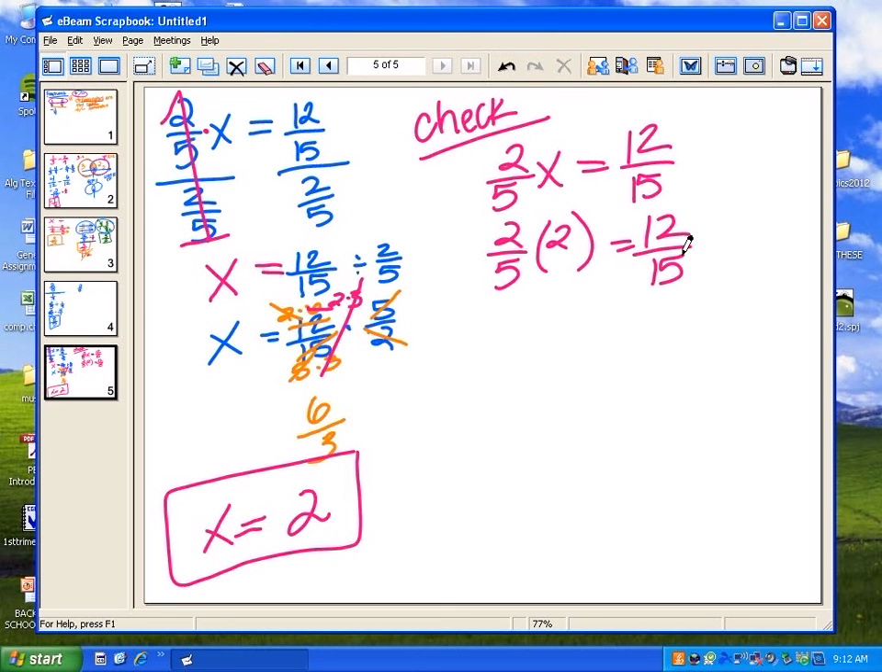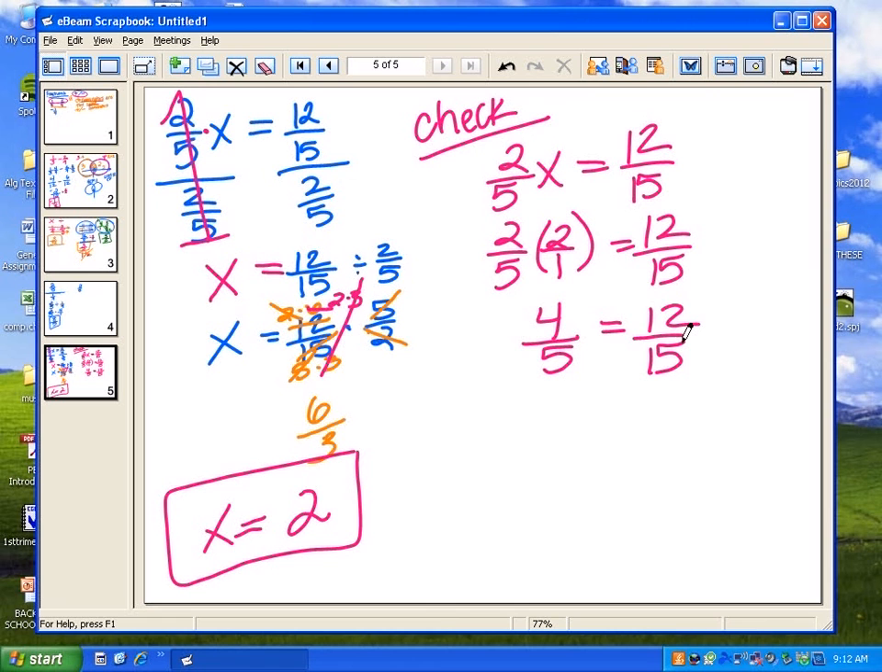Can I multiply a whole number times a fraction? Connor, can I multiply a whole number times a fraction? Okay, so how do I change a 2 into a fraction? 2 over 1. Okay, is there any equivalent forms of 1 that I can take out? So it's reduced? No. So 2 times 2 is 4. And 5 times 1 is 5 equals 12/15.